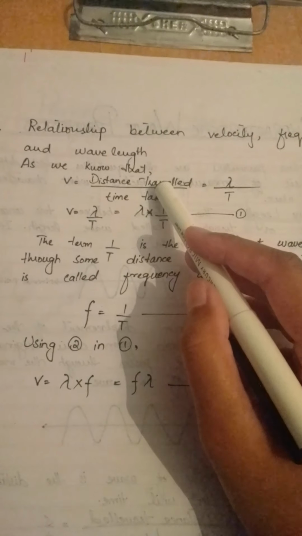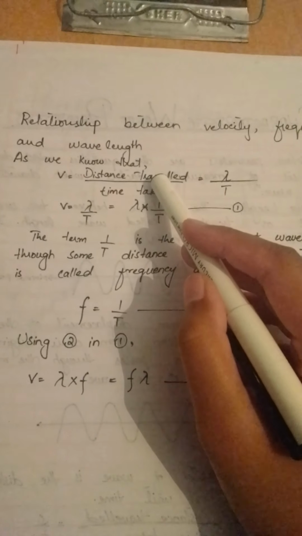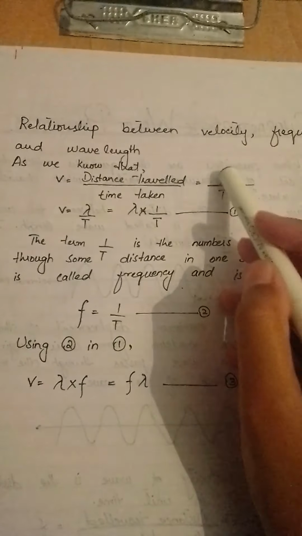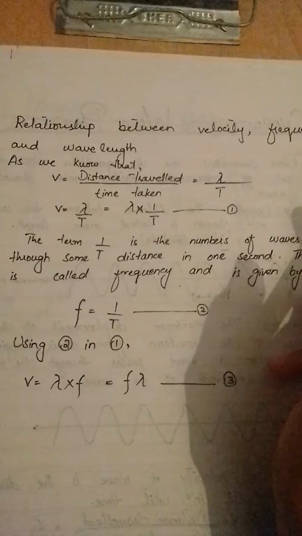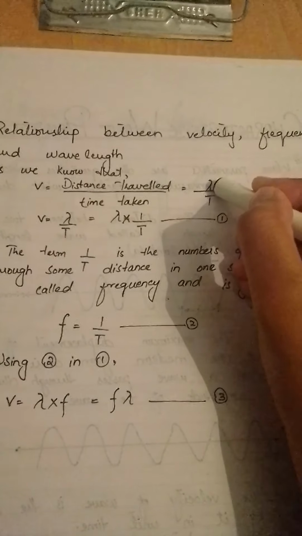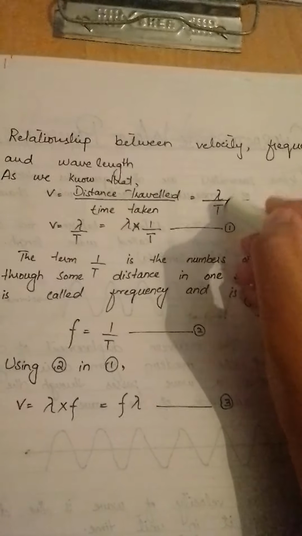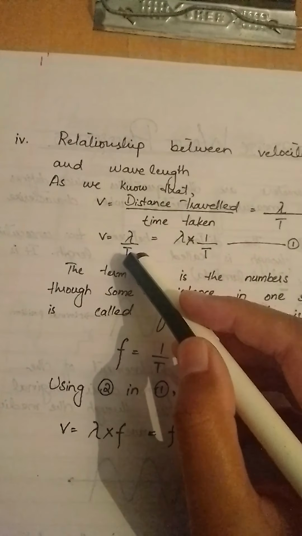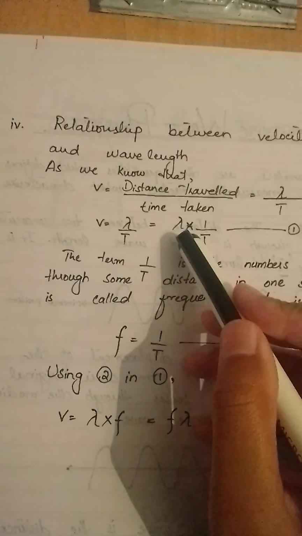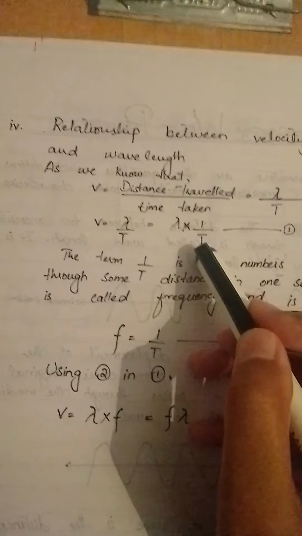What exactly is the distance traveled by the wave? The distance traveled by the wave is denoted by lambda, the distance between crest and crest or trough and trough. Okay, so this is the maximum distance a wave would cover divided by time, we denote time by t here. So v becomes lambda by t, or we can explicitly write it as lambda multiplied by 1 over t.